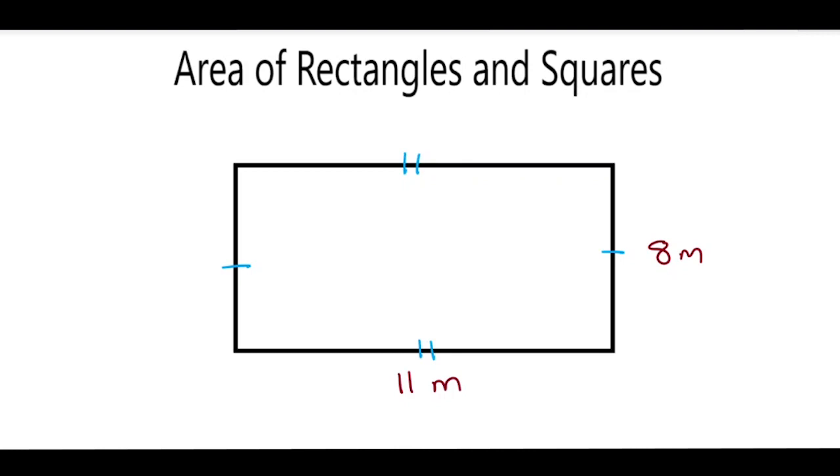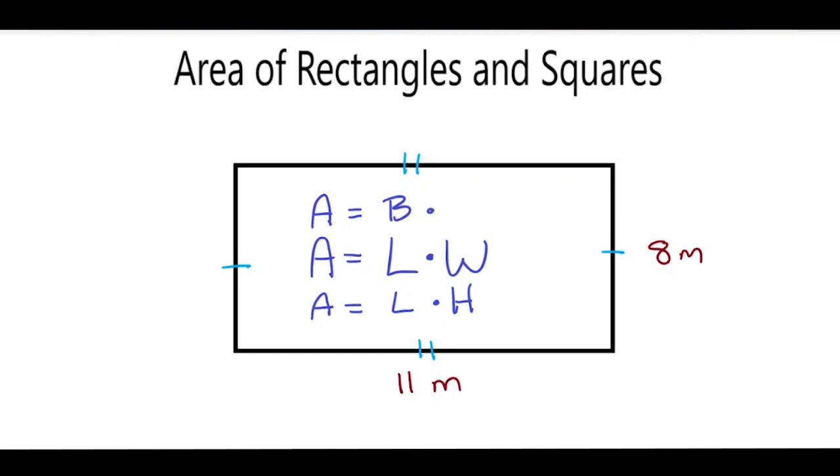And there's a formula that we can use to find the area of a rectangle, and that is area is equal to length times width. Or perhaps you may have seen this as area is equal to length times height. You may also see this as area is equal to base times height. They're all the same thing. For today, we'll say that area is equal to base times height.